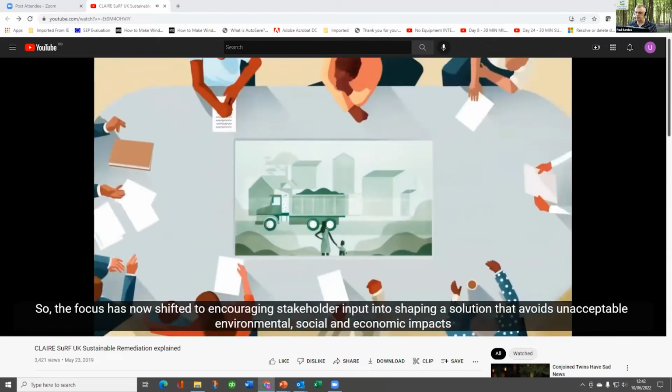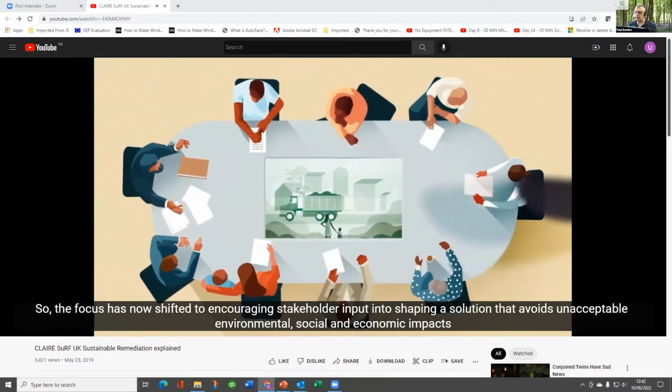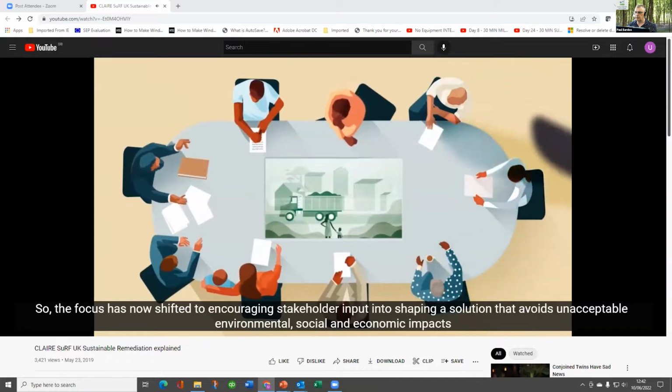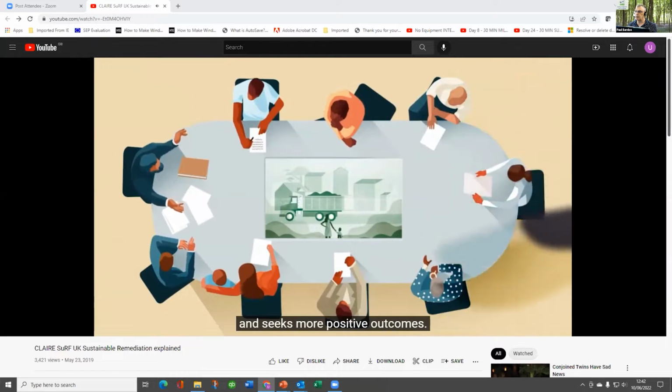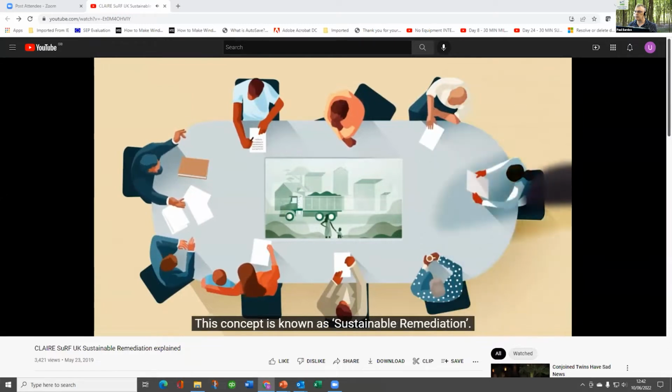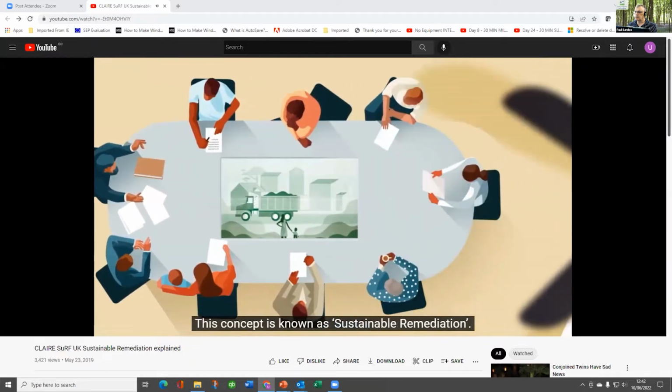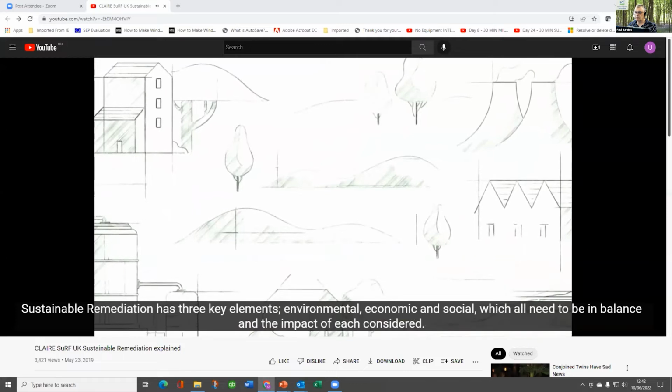So the focus has now shifted to encouraging stakeholder input into shaping a solution that avoids unacceptable environmental, social and economic impacts and seeks more positive outcomes. This concept is known as sustainable remediation.